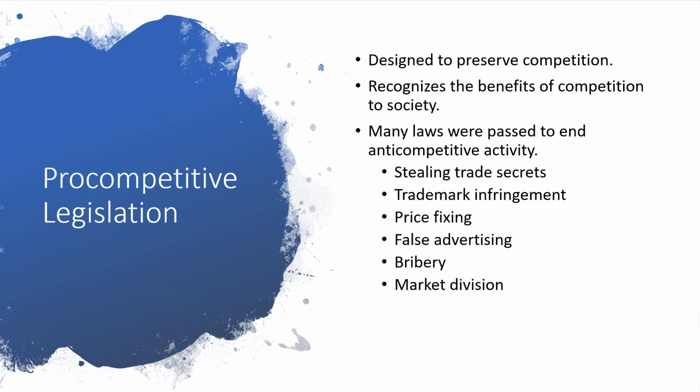Many laws were passed to end anti-competitive activity, such as stealing trade secrets, unfairly using another company's brand name, secretly fixing prices so consumers would have to pay higher prices, false and deceptive advertising, paying bribes, and market division, which means that competitors divide up customers so they won't have to compete with one another. For example, two competitors might decide that one company will get the U.S. market while the other will get the European market.